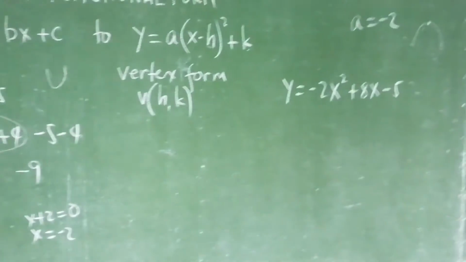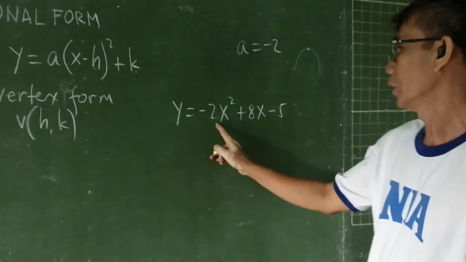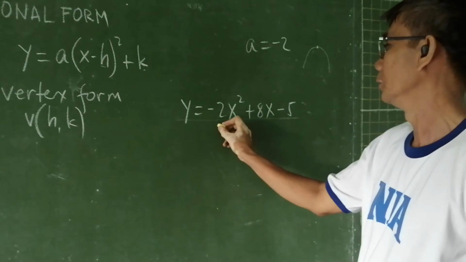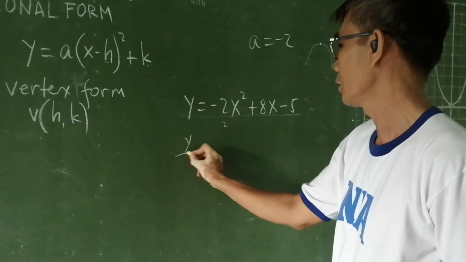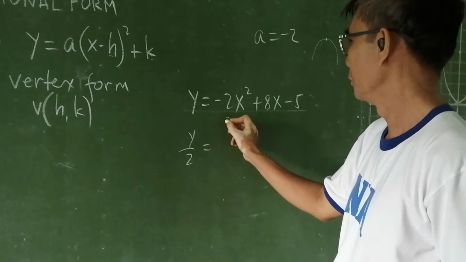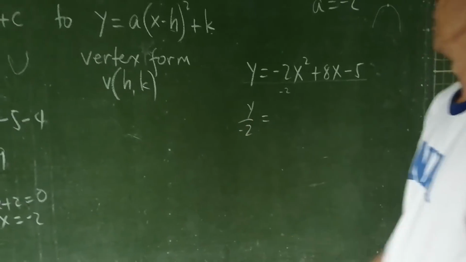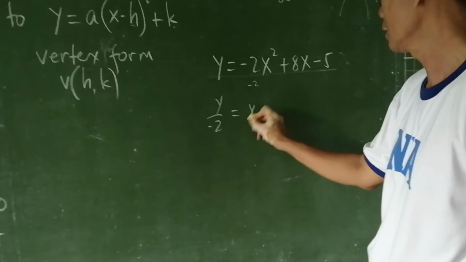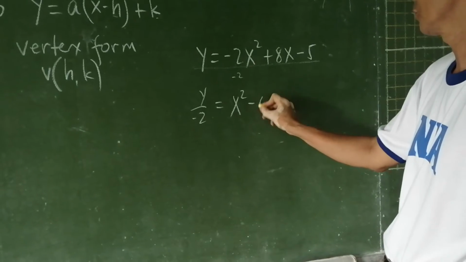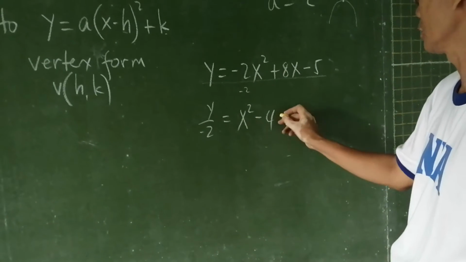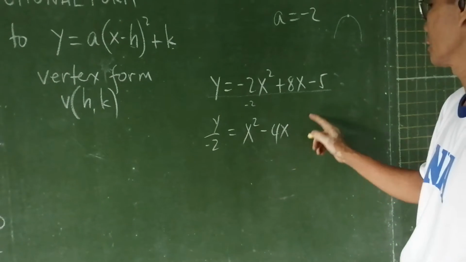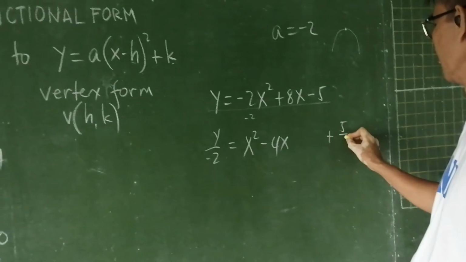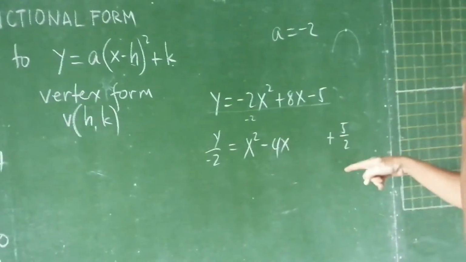So in here, make x squared a unit. One way of doing it is to divide all of this by negative 2, so that x squared will be positive. So that will be x squared minus 4x, because 8 divided by negative 2 is negative 4x, and then negative, that will be 5 over 2. Make it a fraction.